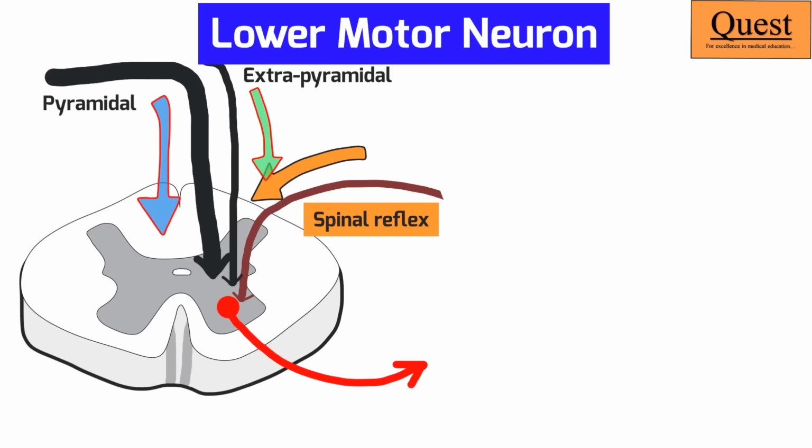Since the lower motor neurons are going to get inputs from the pyramidal and the extrapyramidal system, as well as a continuous firing or feedback from the reflexes, it is going to maintain a low-grade firing within its own axons. This low-grade firing by the lower motor neuron is going to cause a baseline level of contraction in the muscles. This is known as the tone of the muscle.